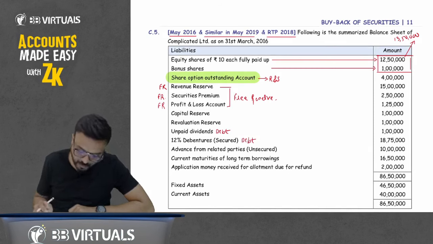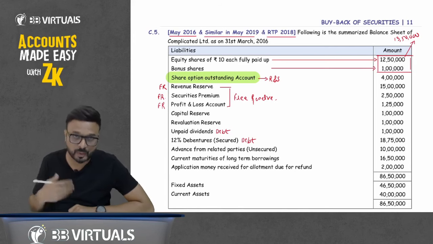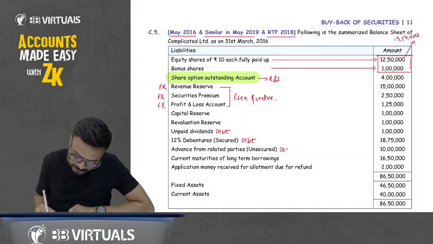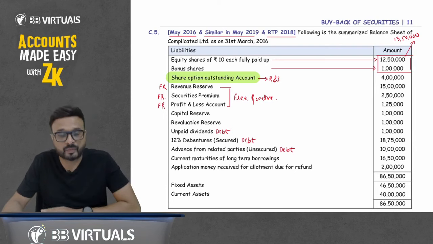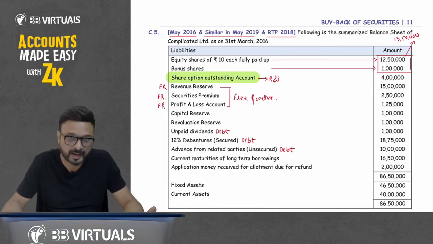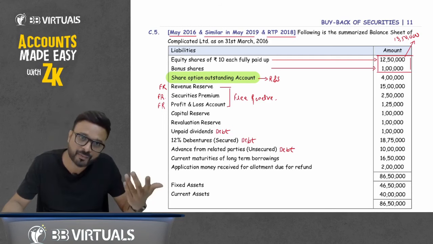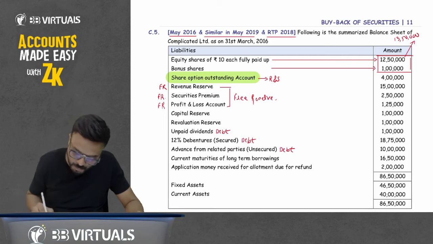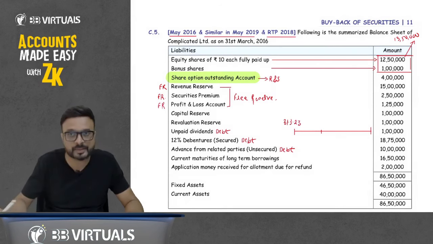Then advance from related party. You have taken an advance from a related party. It is also a liability for you, it's a debt. Then current maturity of long term borrowing. What do you mean by current maturity of long term borrowing? Suppose you have taken a loan of rupees 10 lakh and from the date of balance sheet, 1 lakh is payable within a year and the remaining 9 lakh is payable after 1 year. Suppose the balance sheet date is 31st of March 23.